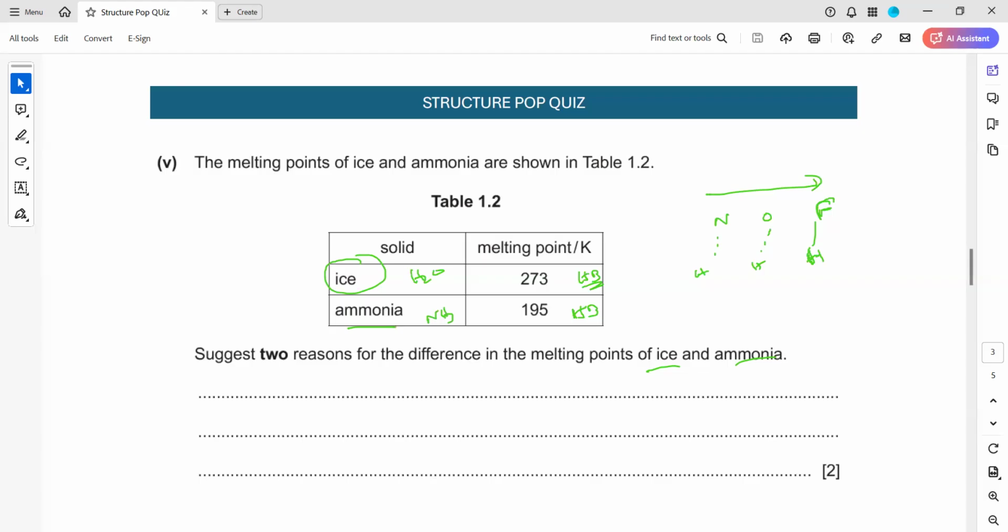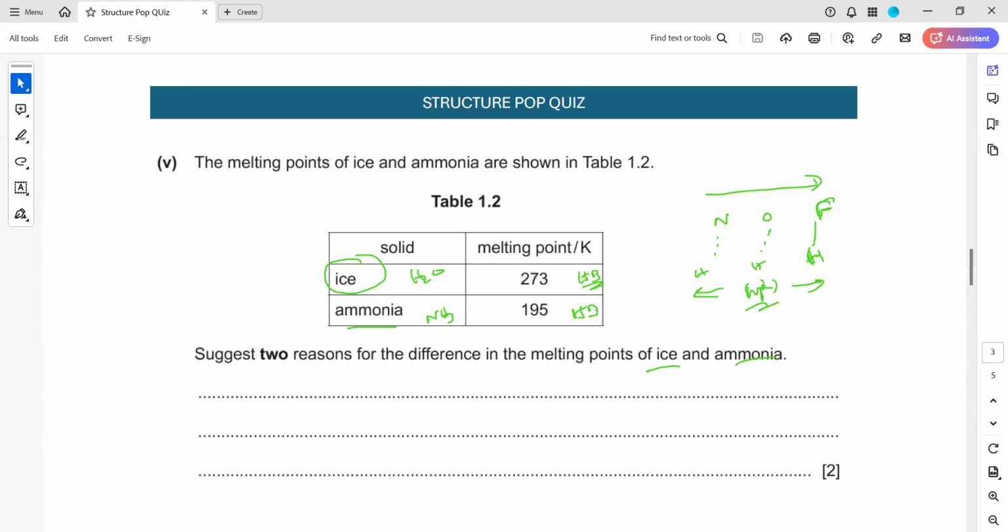That is one point. What about the second point? If you remember the reason I mentioned, even though the hydrogen bond of fluorine is stronger than oxygen, the melting point of water is higher than any of these two. Why does water have a higher melting point than either of these two?